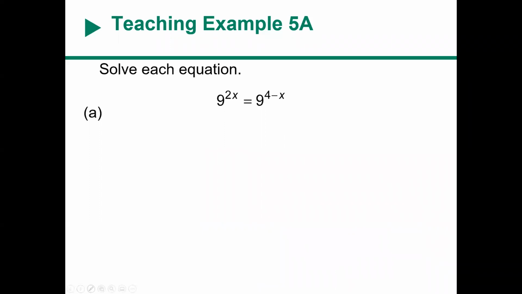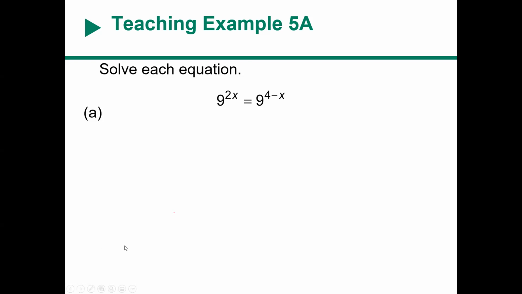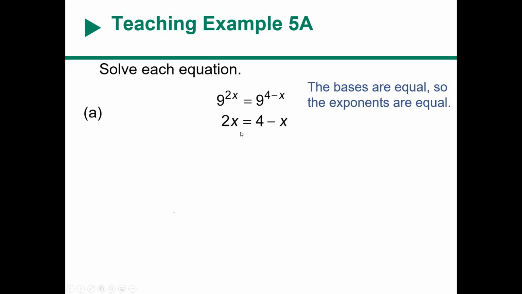So here we have pretty straightforward problems, not word problems, just solving. All right, so 9 to the 2x equals 9 to the 4 minus x. As long as the bases are the same, all you're doing is focusing on the powers. So my powers are 2x and 4 minus x, okay?